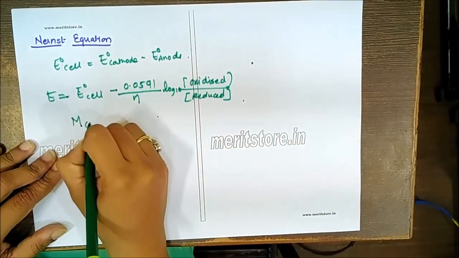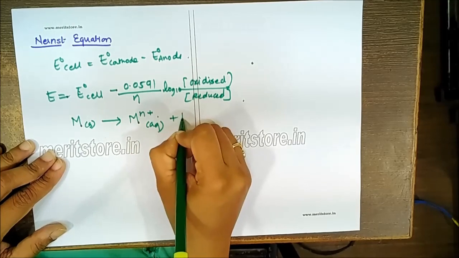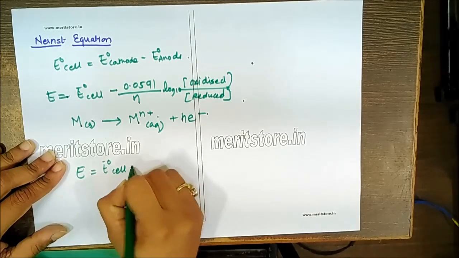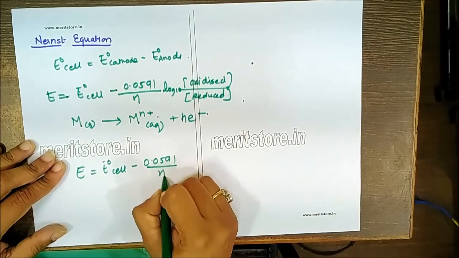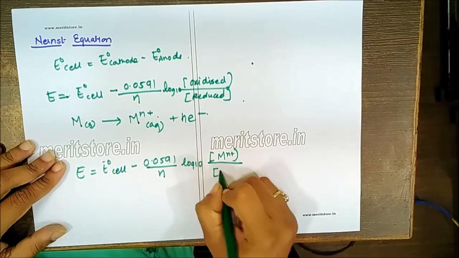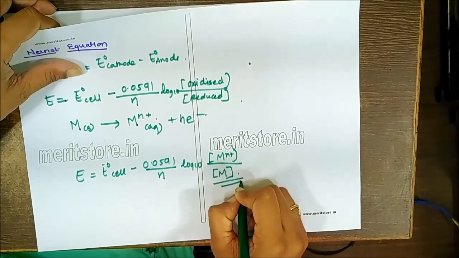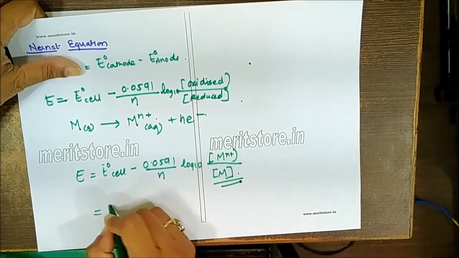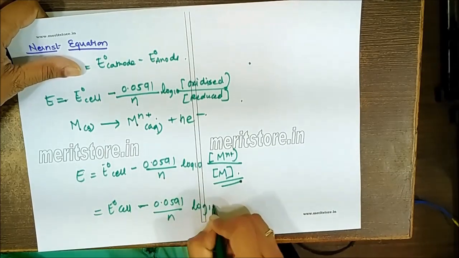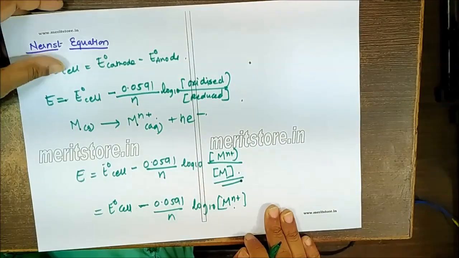For example, a solid metal is undergoing oxidation. It's losing n number of electrons, and we get M to the n+ by losing n electrons. So E equals E0 cell minus 0.0591 upon n log to the base 10 of the oxidized state, so the concentration of M n+ upon the concentration of M. But here M is in solid state, so its concentration can be taken as unity. So it's nothing but E0 cell minus 0.0591 upon n log to the base 10 of the M n+ concentration.